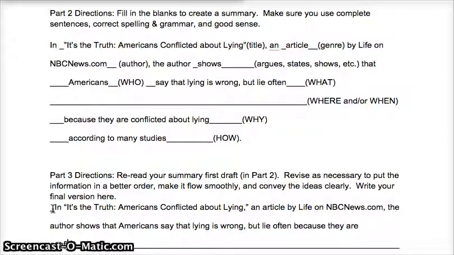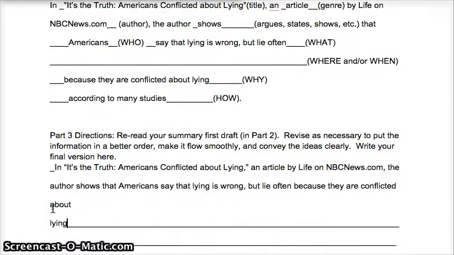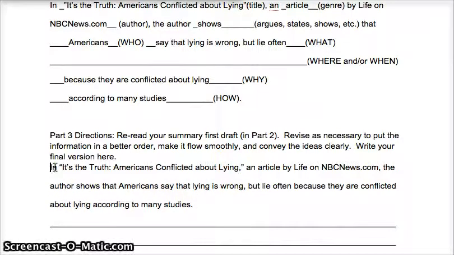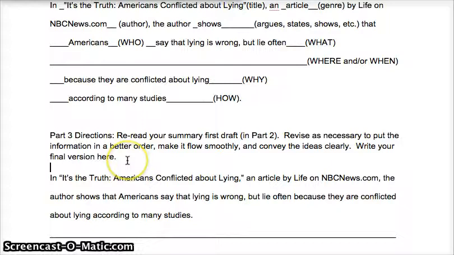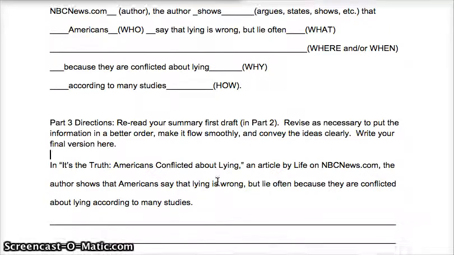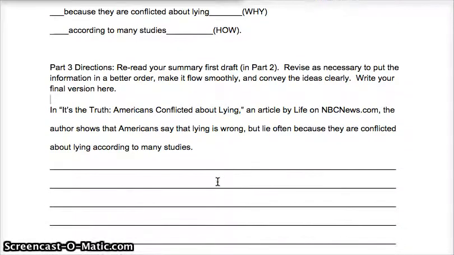because they are conflicted about lying according to many studies. And there it is. That's our summary. It's not very long, but it includes all of the important information. Now you're going to do the very same thing on Article 2, the one by Kant. If you would like help on that one, please go to the next video.